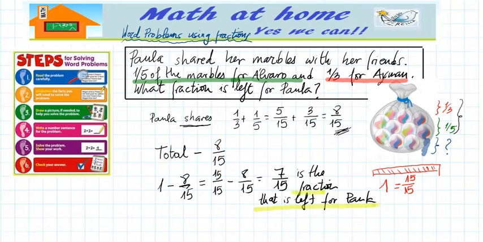Now, if we want to check, because normally we have to check at the end, what we have to do is take the fraction that is left for Paula and the fraction that is shared by Paula, add them together, and see that you get the unit.